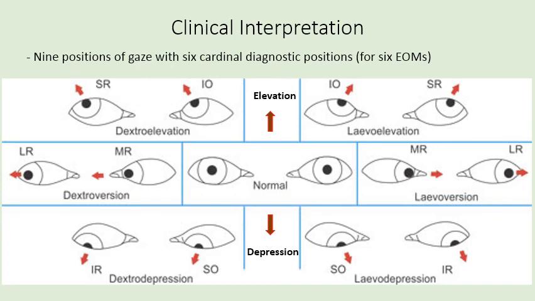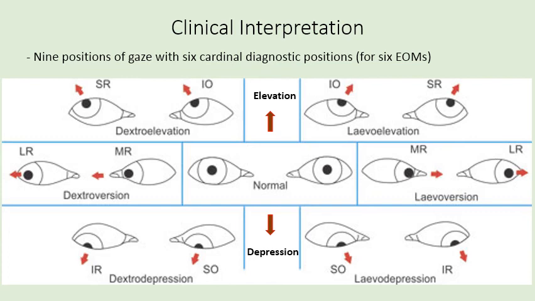The same thing applies for the depression muscles. If the eye is unable to look down and out, it's due to a problem of the inferior rectus. If the eye is unable to look down and in, it's due to the superior oblique muscle.